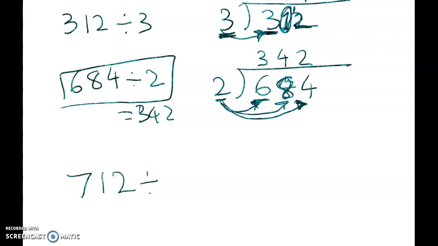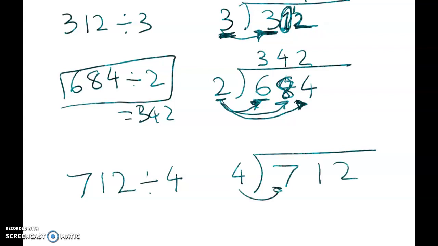712 divided by 4. How many times does 4 go into 7? Once. But we've got 3 left over, so we write the 3 down here. Now we treat this as 31, because it means 31 tenths.